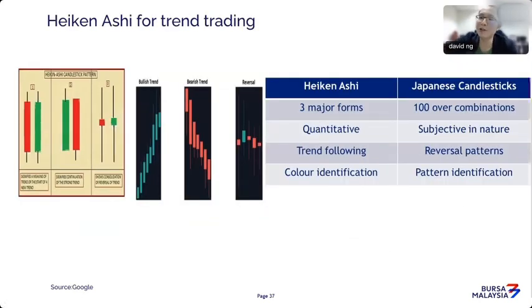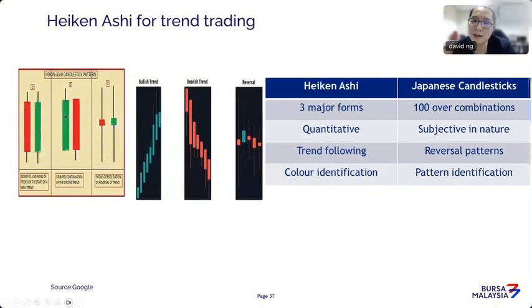Heiken Ashi is one derivation of Japanese candlesticks, which I highlighted earlier. There are three distinct patterns for looking at Heiken Ashi. One is to look at the body of the candle with upper and lower wicks. That usually tells you the trend is weakening. So if you're holding into a particular trend and see this kind of candle where you have upper and lower wicks, it tells you that the strength of the trend is weakening.